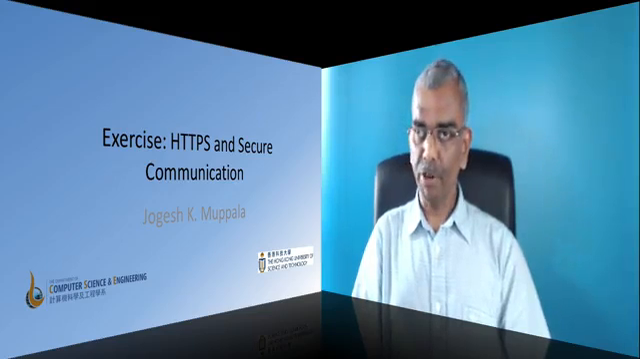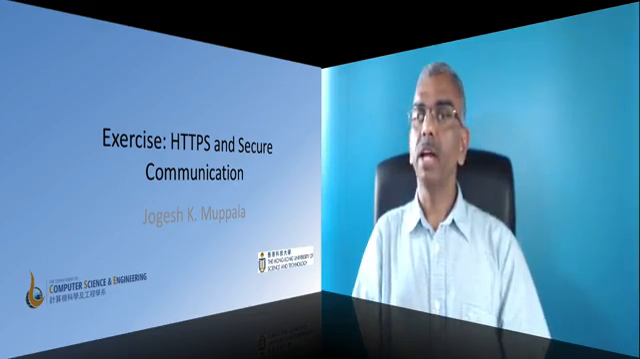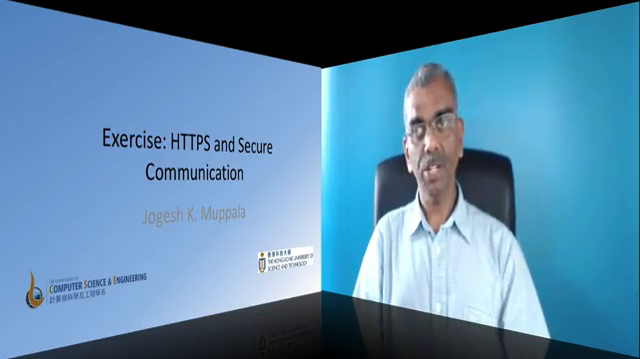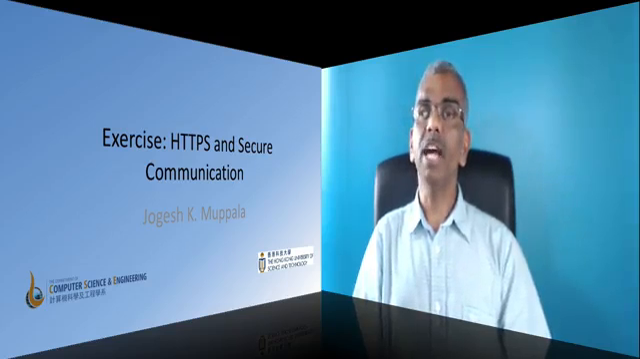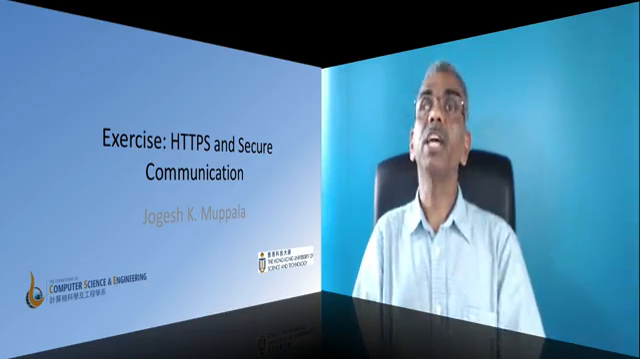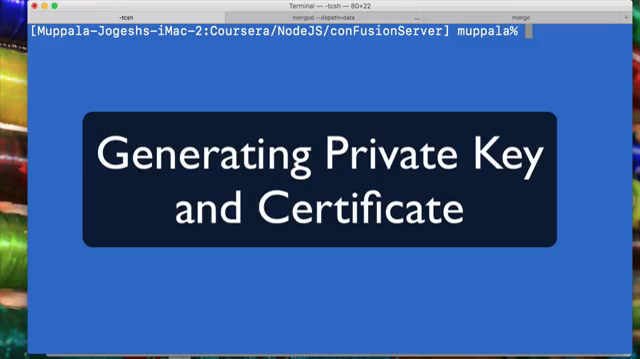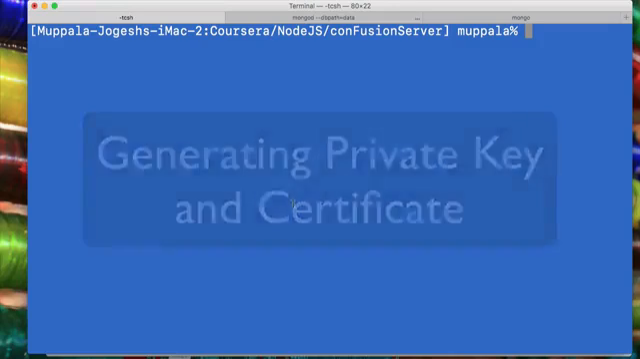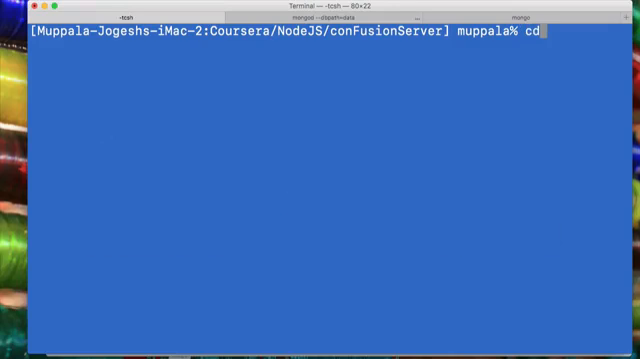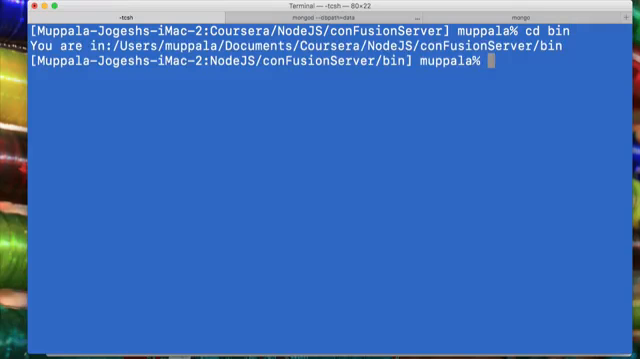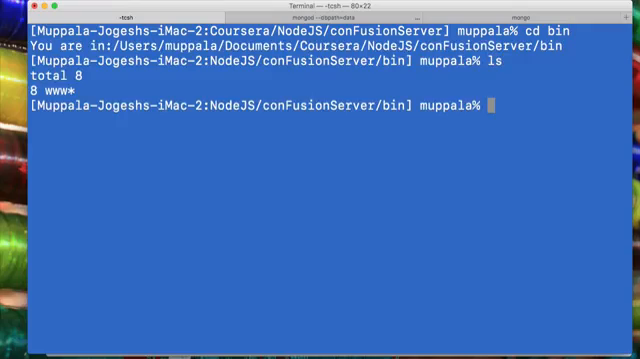So let's proceed forward. First, we generate the key and the certificate that we can use for our server, and thereafter modify our Express application to support HTTPS. To get started on this exercise, go to the Confusion server folder in your terminal or command window, and then go to the bin folder inside the Confusion server folder. In the bin folder, you will see a file named www.